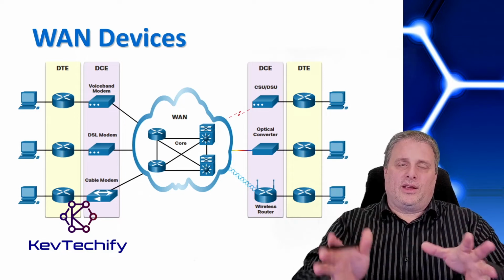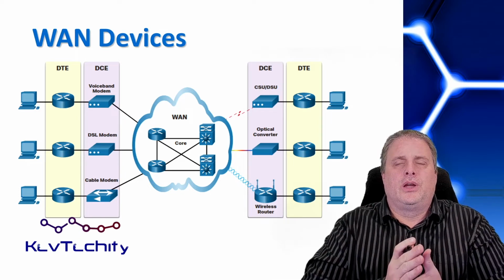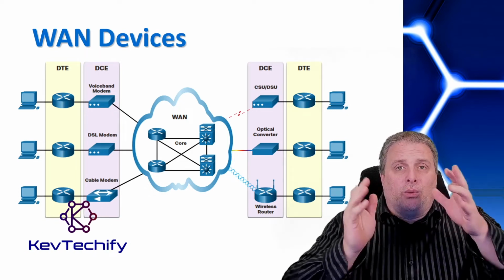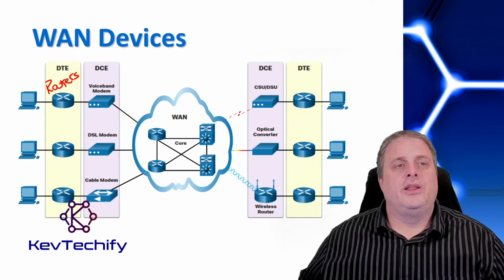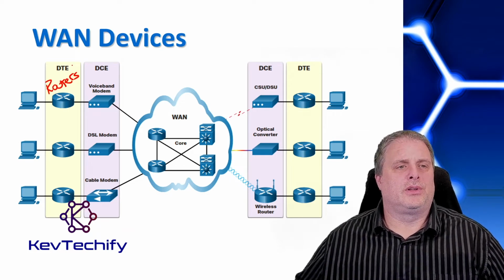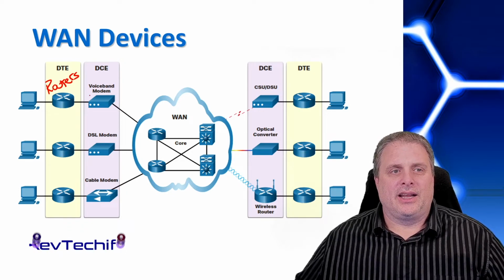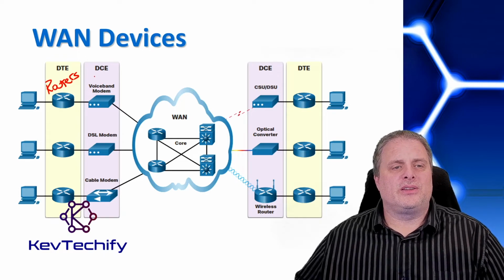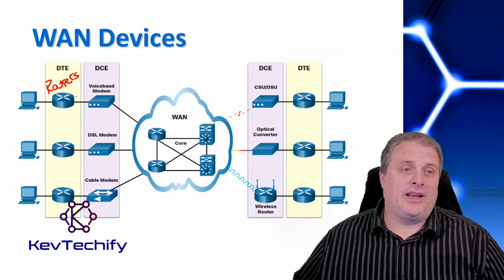As we look at our WAN connections, there's a handful of different devices we can use on our WAN to make the connections actually happen. We have our DTE devices. That's usually in your company. These routers are your data terminal equipment, and they connect into DCEs. The DCEs, your data communications equipment, are the devices that sit between your service provider and your company.